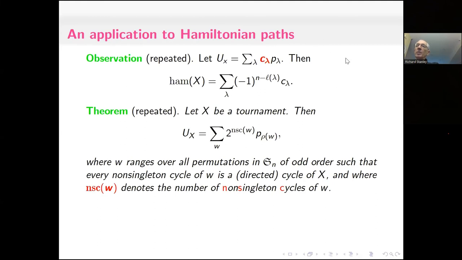Well, there's a graph theoretic application to this formula of Dari. Well, I've repeated now the formula for the number of Hamiltonian paths in X in terms of the expansion of UX in terms of power sums. And X is a tournament. And the theorem of how to expand UX in terms of power sums.